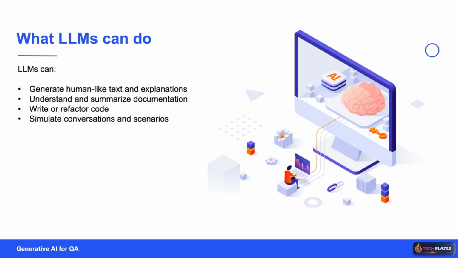The capabilities of LLMs are incredible. They can write human-like text, summarize long documents, or even generate and refactor code. In QA, you can use them to analyze test results, interpret logs, or even generate test cases based on user stories. Essentially, they turn raw text into structured knowledge. And that's what makes them so valuable. They can bridge the gap between natural language and technical automation.